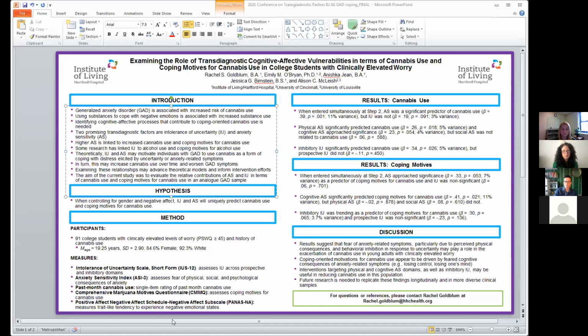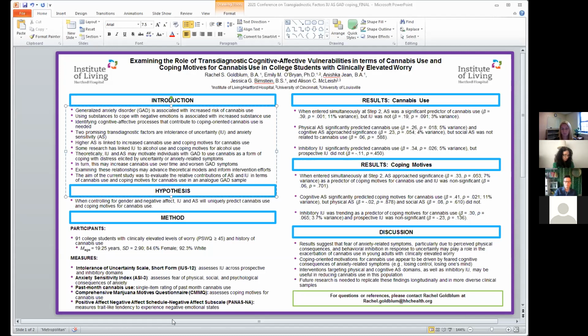for cannabis use. The participants were 91 college students with clinically elevated levels of worry who reported a history of cannabis use and completed online measures for course credit. They were primarily white females, and they filled out the Intolerance of Uncertainty Scale, the Anxiety Sensitivity Index, a question on past 30-day cannabis use, the Comprehensive Marijuana Motives Questionnaire, and the Positive Affect Negative Affect Schedule, but only the negative affect subscale was used.